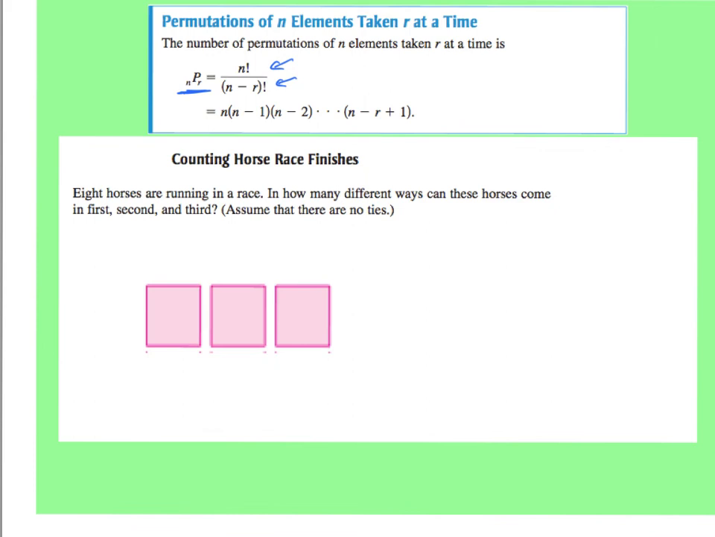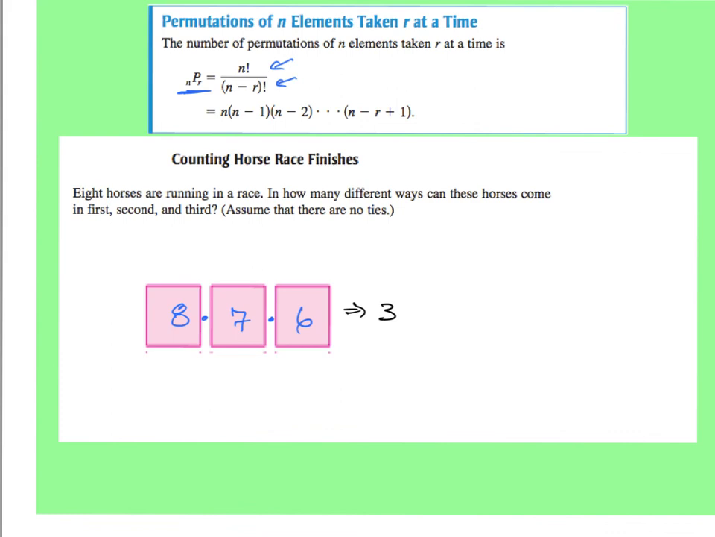All right. So horse racing. Courtney likes to ride horses. Go for it. 8 horses are running in a race. In how many different ways can these horses come in first, second, and third? Assume that there are no ties. No ties in horse racing. All right. How many horses can come in first? 8. How many horses can come in second? 7. Only 7. How many horses can come in third? 6 horses can come in third. So it's really just a counting principle of 8 times 7 times 6, and we end up with what?